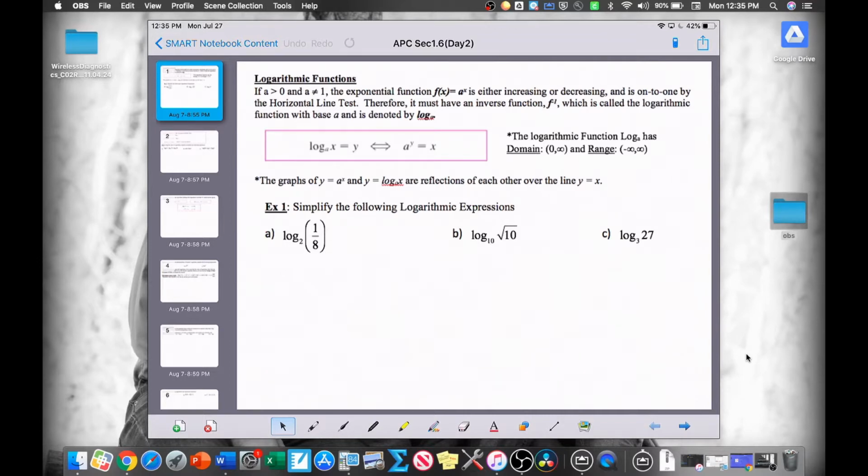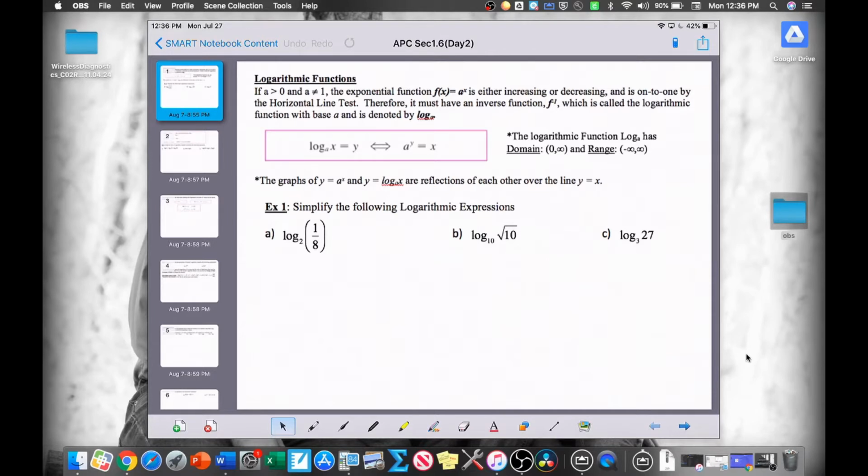So let's take a look at this working definition that we have here for logarithmic functions. It says if a is greater than 0, the base, and a is not equal to 1, then the exponential function f of x equals a to the x is either increasing or decreasing. Remember, if a is a number between 0 and 1, it would be decreasing. If a is a number bigger than 1, it would be increasing. And this exponential function is 1-to-1 by the horizontal line test. If you picture exponential growth or exponential decay, hopefully you can see just by picturing that in your mind that both of those functions would pass a horizontal line test.